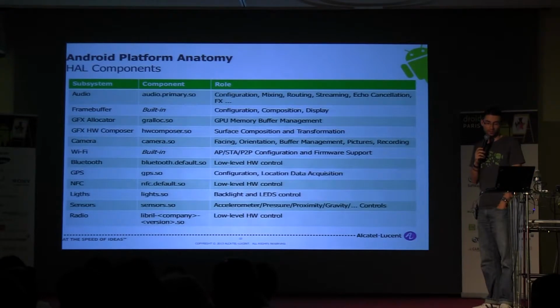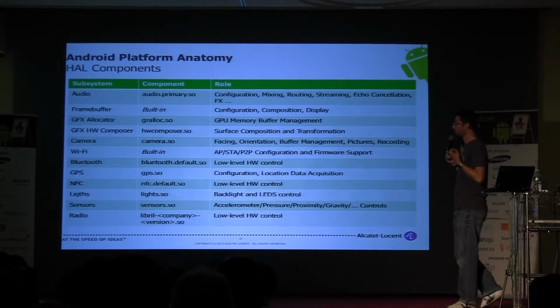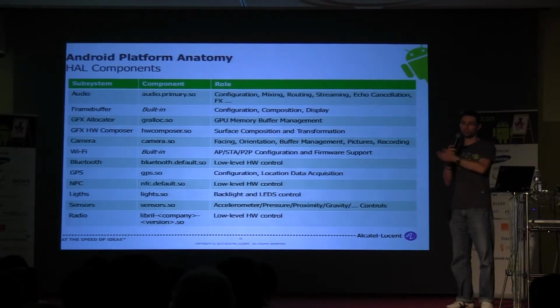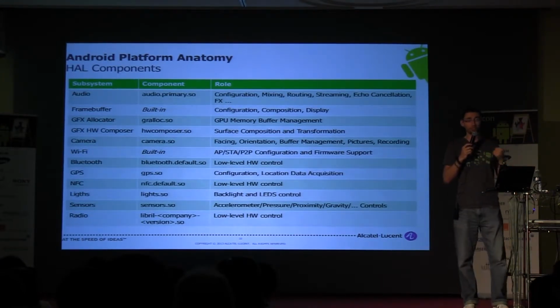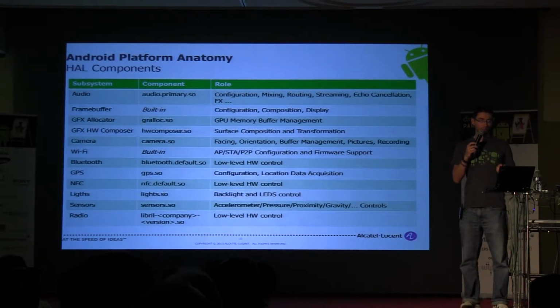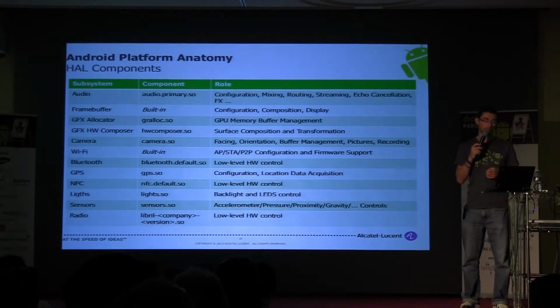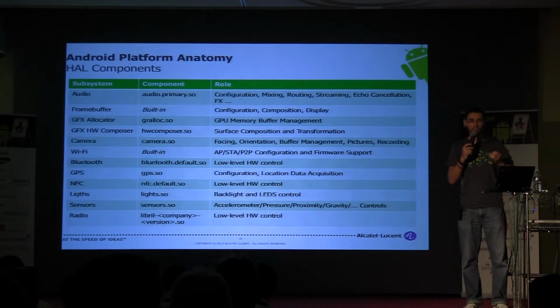This table sums up quite a few HAL modules that actually exist in the Android system. As you may see, most of the hardware peripherals that we've seen in the picture before are actually implemented with a HAL. So you get one for the audio, for the frame buffer, so every time you want to draw on the screen, you have to do something. You have something for the GPU with the gralloc allocator and the hardware composer. You get one for the camera, for the Wi-Fi, the GPS, Bluetooth. So every time you want to access your hardware devices, there comes the HAL.